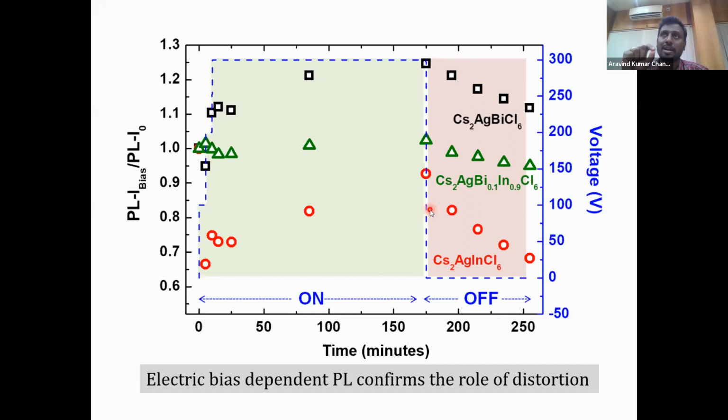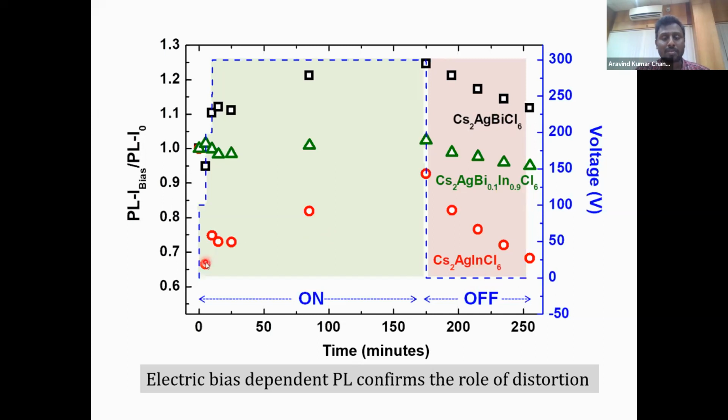So if you want to correlate the crystal structure to the emission properties, we need some tool. What we've done is intentionally taken the end members, which are symmetric, based on indium and bismuth, and we intentionally distorted them using an applied electric field, and we did photoluminescence. That was a fantastic experiment. We retrofitted our photoluminescence machine, where we can also apply bias during the measurement.